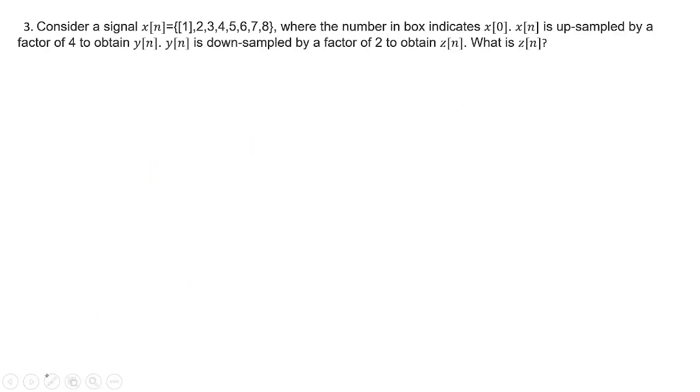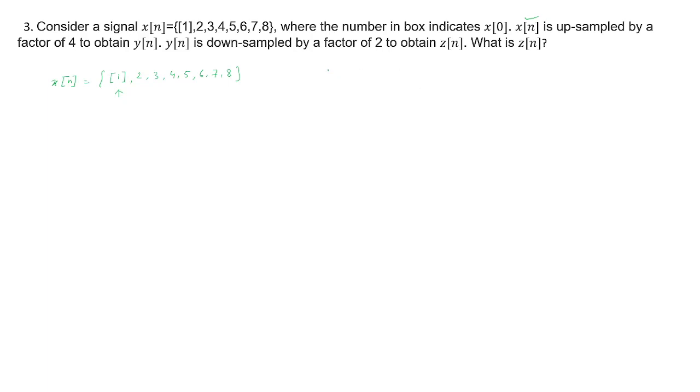Okay, let us move to question 3. Again similar kind of question but slightly tricky. Let us write down the sequence xn first. This is the sample corresponding to 0th index. Now it is said that xn is upsampled by a factor of 4 to obtain yn, and then yn is downsampled by a factor of 2 to obtain zn. So there is an upsampling process first followed by a downsampling process, and the factors are different in both cases. So what is the output sequence zn?